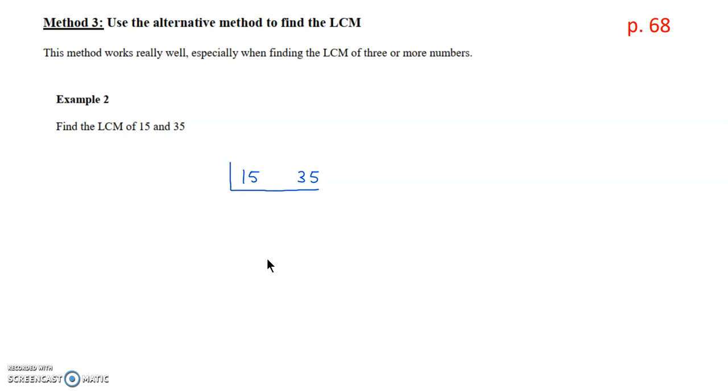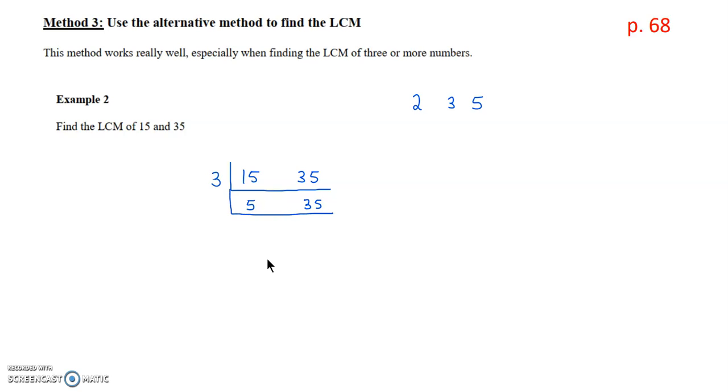So I'm going to make my funny little box and I'm going to be asking myself, how can I divide these numbers by prime factors? I cannot divide by 2, but I can divide by 3, at least the 15. So I'm going to go ahead and do that. So 15 divided by 3 is 5, but 35 cannot divide by 3. So I'm going to go ahead and just put the 35 down here.